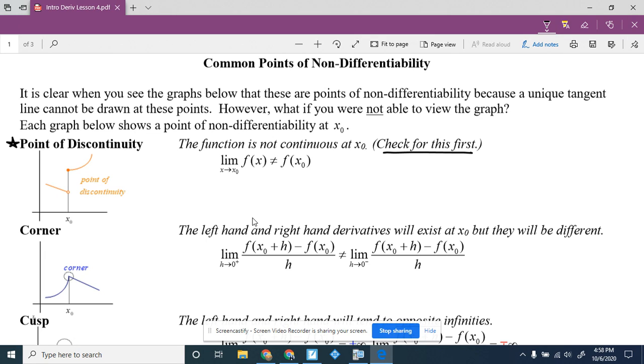Now don't let this little x naught, this little x subscript 0, screw you up. Instead of using little a or little c, we're getting fancy by using x naught. It's the same deal, right? So for some x value, if you are not continuous, and I happen to show a jump discontinuity here, but it could be removable or essential, it doesn't matter. If you're not continuous, then you cannot be differentiable. So how do you know if you're not continuous? When you do this definition here: if the limit of f of x as x goes to x naught is not equal to f of x naught, well, then you're not continuous. This is something you always want to check first.